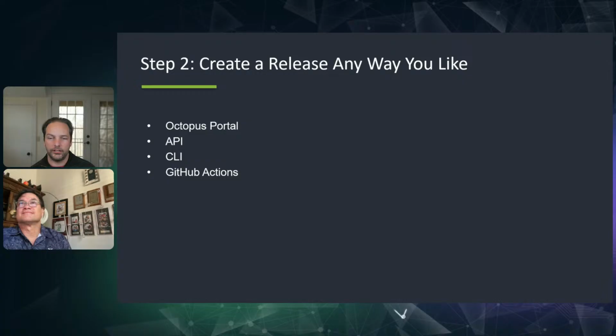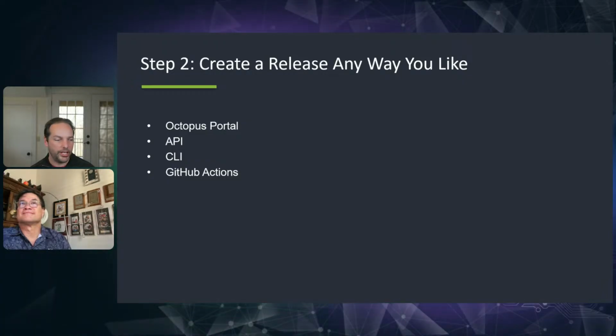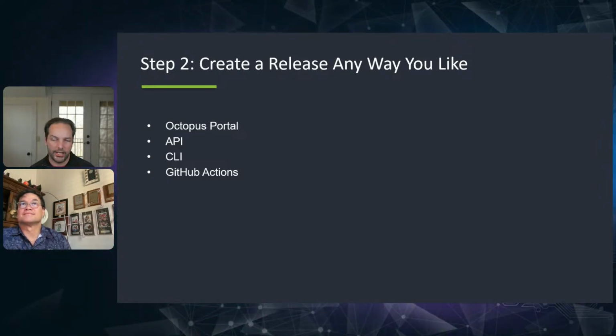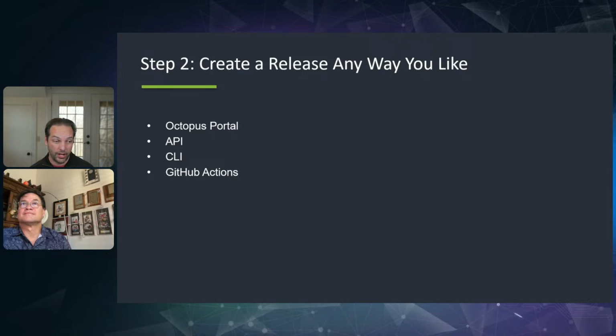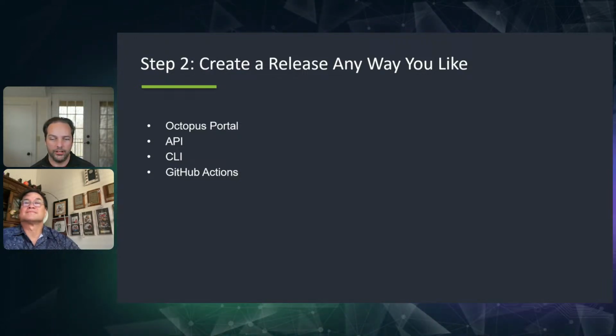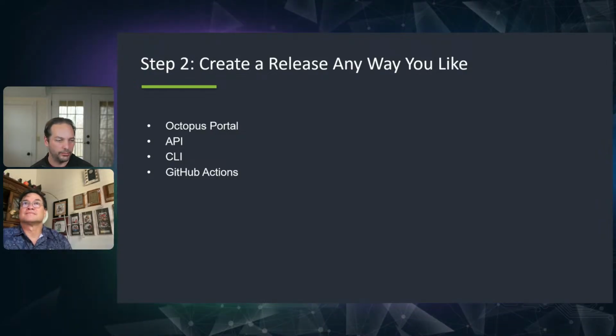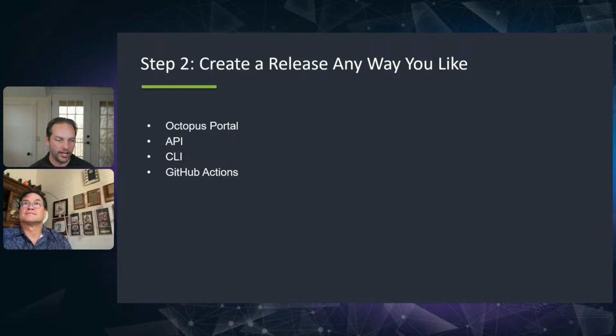The next thing to do is to create a release any way you like. So you can do that through the Octopus portal, through the website. They have a very nice API. They have a very nice CLI. So the CLI is how we were able to do a lot of the implementation for ephemeral environments before it actually existed in Octopus. You know, you could make a CLI call to create a tenant, for example.